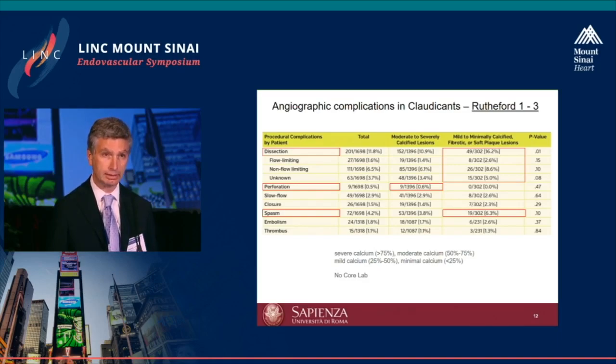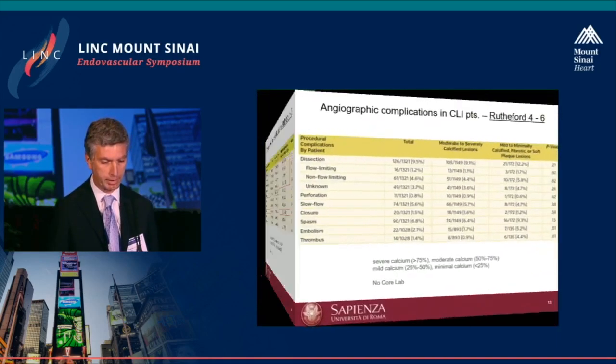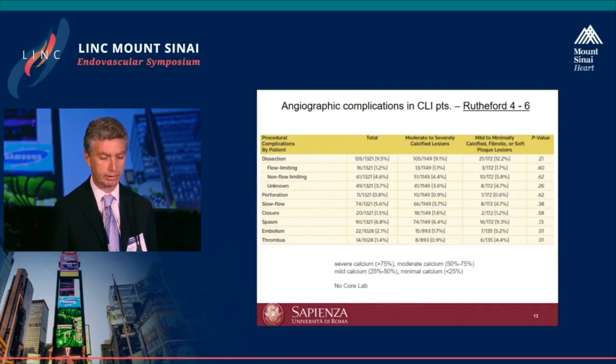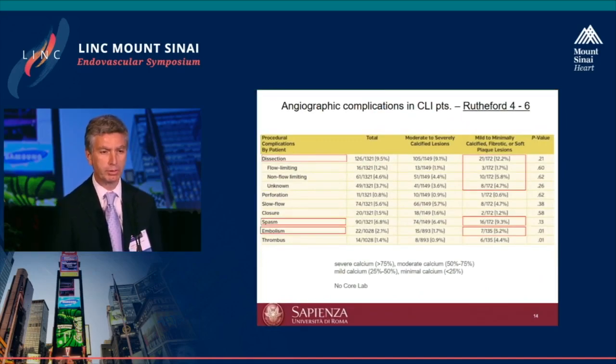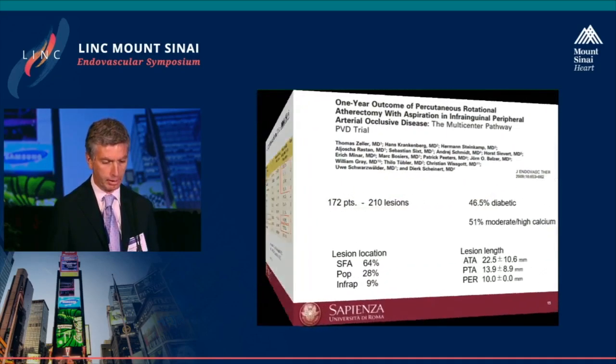Just to stress that these data were not evaluated by a core lab. This is the evaluation for data for the 4x6, the most complex. And again, you can see that the dissection, spasm, and embolism were more frequent in the less calcified lesions. So this is something that we have to keep in mind, and maybe you have to consider that this device cannot be used in this setting.